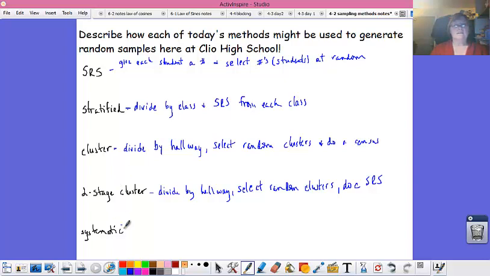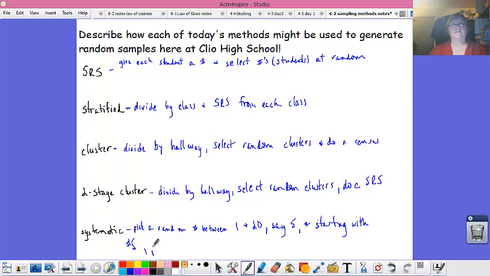To do a systematic sampling, I want a sample size of 20, so I pick a random number between 1 and 20. Say 5. And starting with person 5, pick every 20th after that.